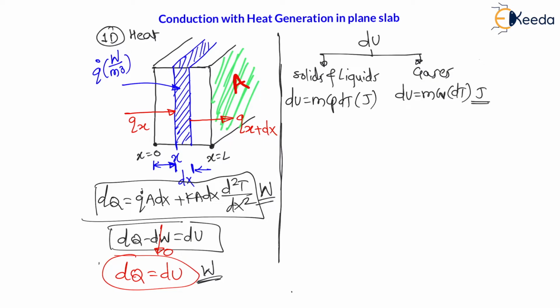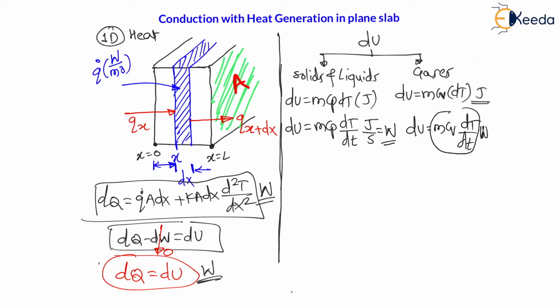This answer will be in joule, but I want the answer in watt. Therefore, the change in internal energy in terms of watt will become m Cp dT by dt. Now this small t is nothing but time, therefore it will become joule per second, which is nothing but watt. Again, for gases it will be m Cv dT by dt. This is for gases, and this answer will be in watt.